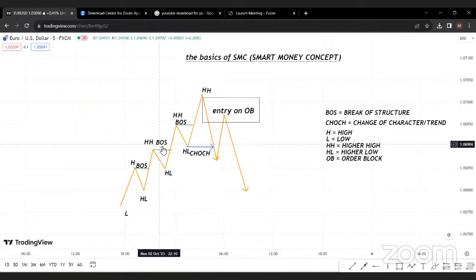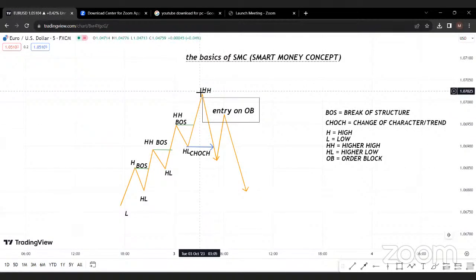So break of structure simply means the last structure, the last high, which is considered as a structure in Forex or in trading, was broken by a new structure, by a new high. This high was also broken by another new high.